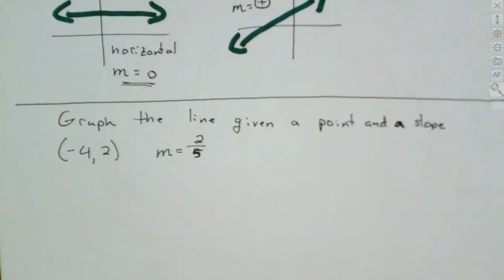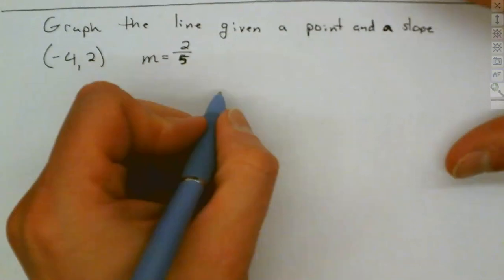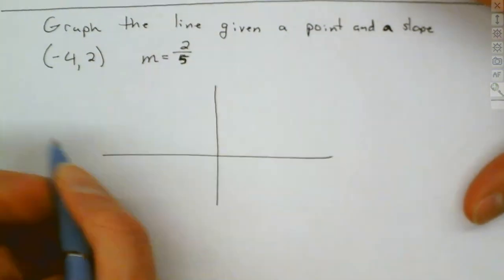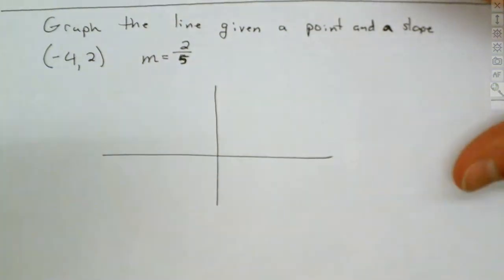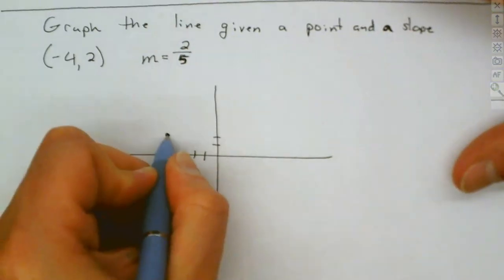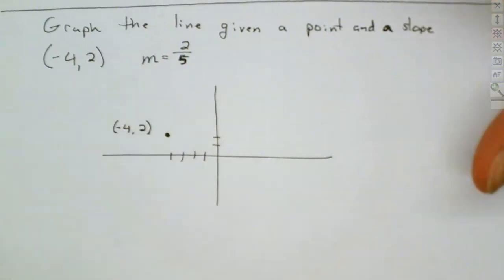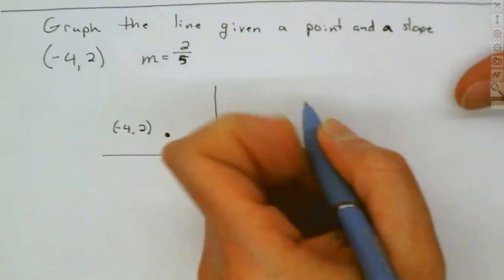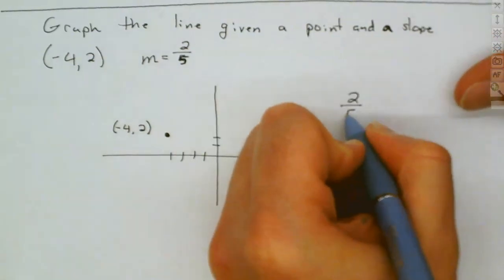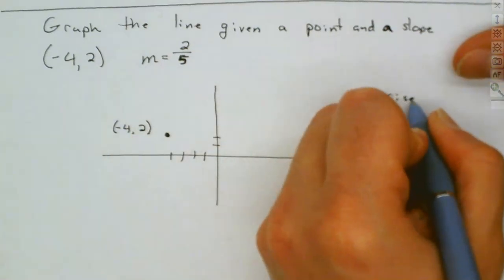So what we have right now is we have a point and we have a slope. I want to graph this line. So what do we do? Well, I first begin by plotting that point. So we find our point. And our point in this case was -4, +2. So it's right here at -4, +2. Now, what about my slope, m? Well, it is 2/5. This is rise over the run.